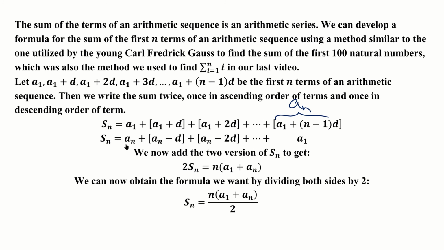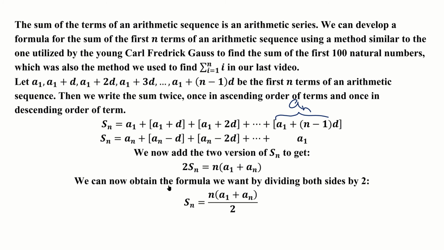So notice that if I add these two equations, I end up with 2Sn on the left. On the right, what is that sum right there? That's a1 plus an. What's this sum? Well, remember, when you add these two, the d and the minus d will cancel out. Once again, you get a1 plus an. And these two will cancel out. You get a1 plus an. So you basically end up with n of these sums of a1 plus an. So 2Sn is going to be n times a1 plus an.